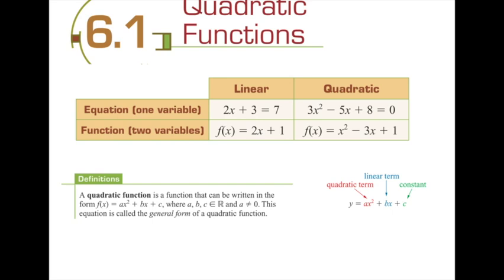You'll notice that your y is on the other side. So we have the y or the f of x by itself. The a is the coefficient for the x squared. The b is the coefficient for the x. And the c is your constant. All right. This term with the x squared is called your quadratic term. The term with just the x to the first power is called your linear term. And of course, if it doesn't have a variable, that is called a constant.